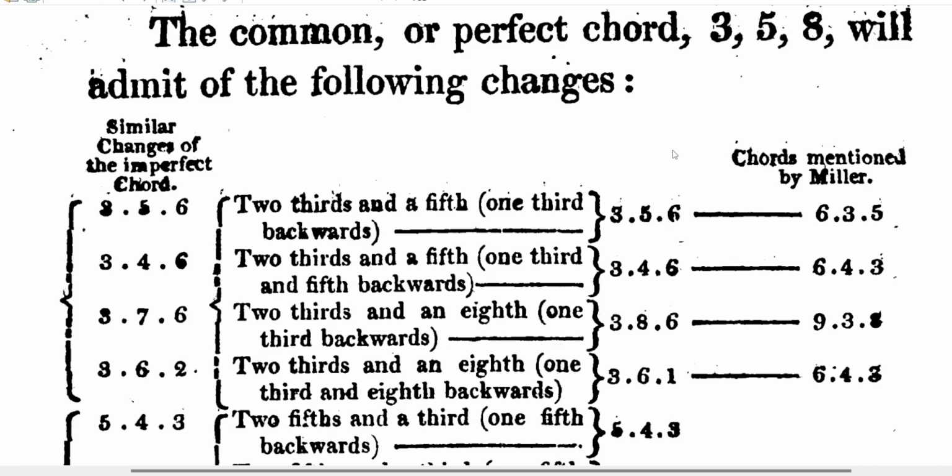The perfect chord can be changed with 2/5 and a third, one of those fifths backwards. So if you count backwards a fifth, you end up with 4 forwards. So we have 4, and then 5, which is our fifth, of course, and 3. So 5, 4, 3.